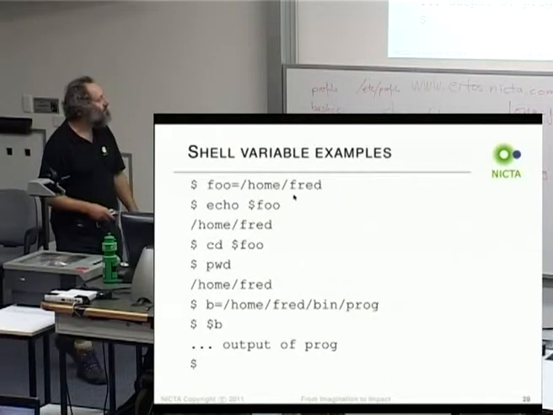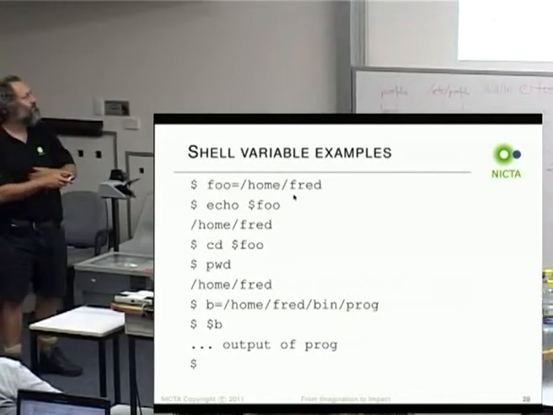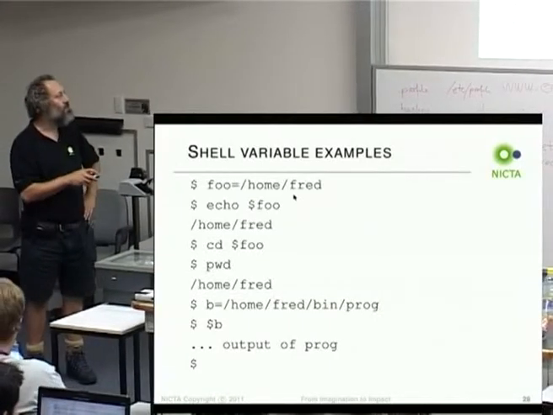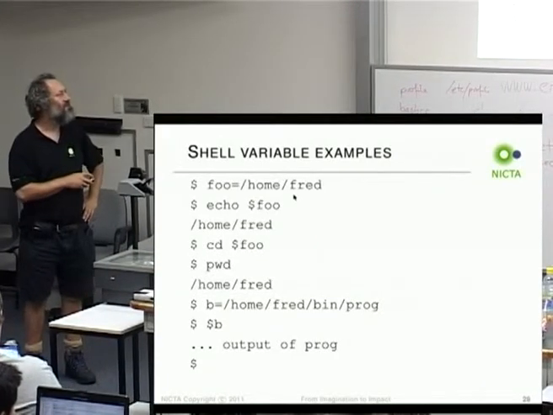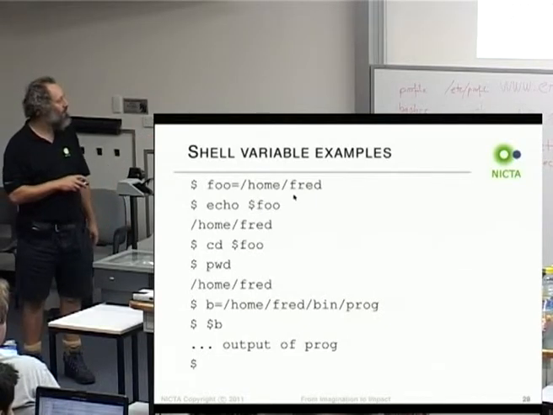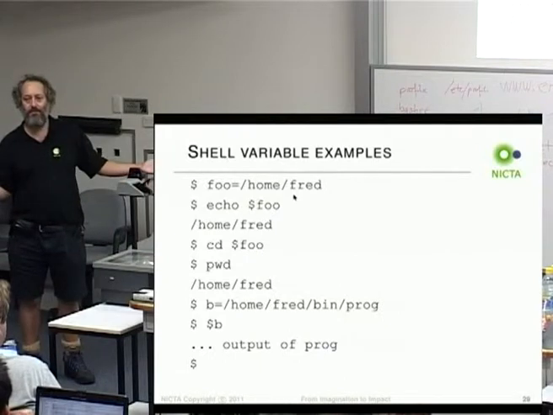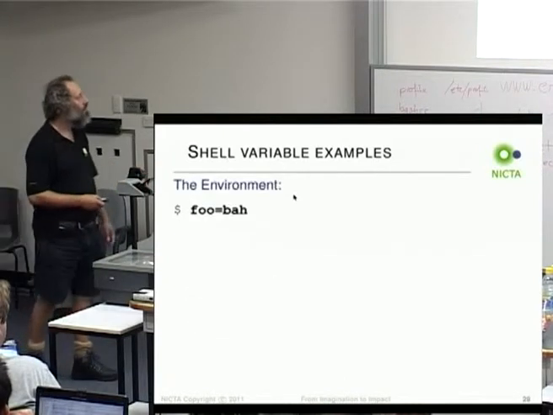So, shell variable expansion. If you set foo to /home/fred and echo $foo, you'll see /home/fred. You can then use $foo instead of /home/fred to change directory to it. And there we are. We can set b equal to the name of a program and just type $b and we'll get the program run. All make sense so far? Can't see too many blank faces.